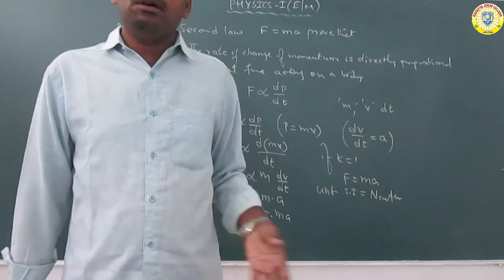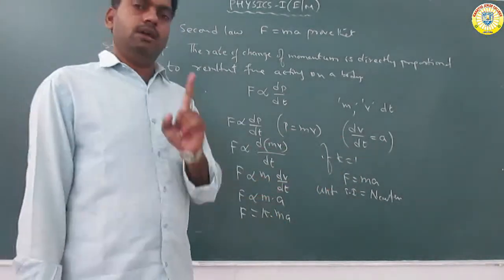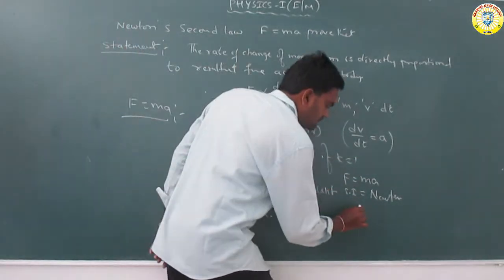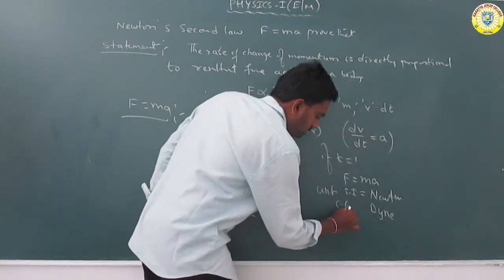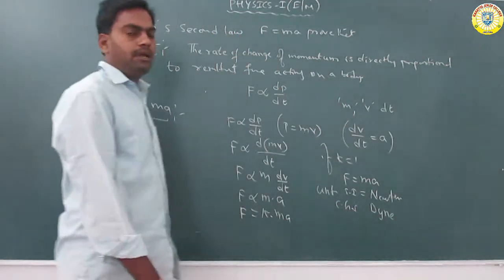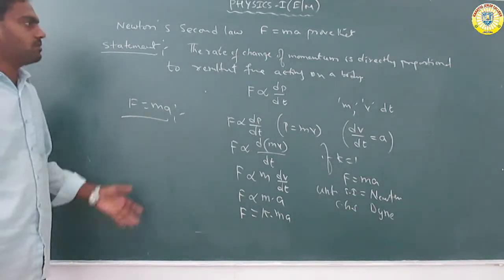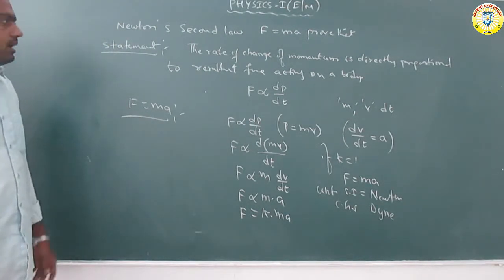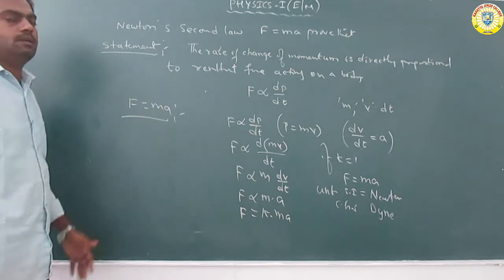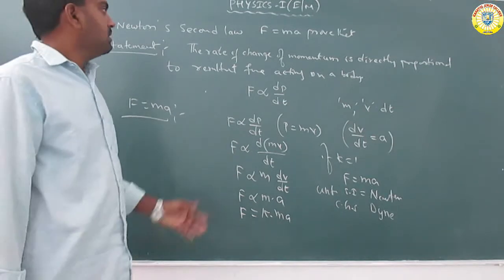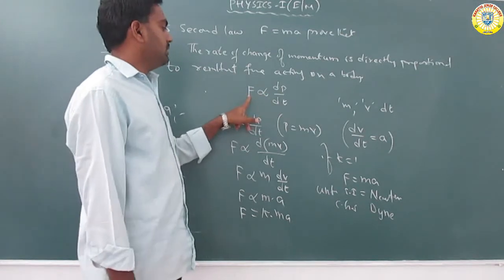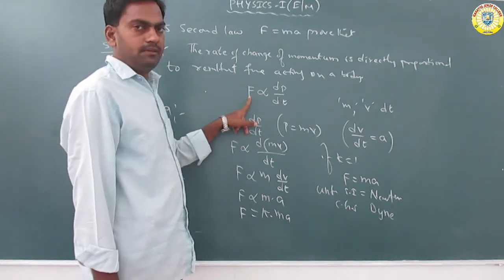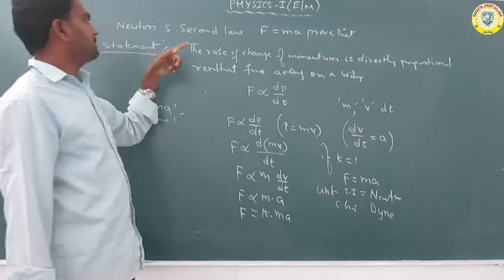Okay, so the force acting on the body is called a Newton in SI units, and in CGS units it is measured in dyne. This is called Newton's second law, and the expression is F = ma. The rate of change of momentum is directly proportional to the net force acting on a body. This is Newton's second law.